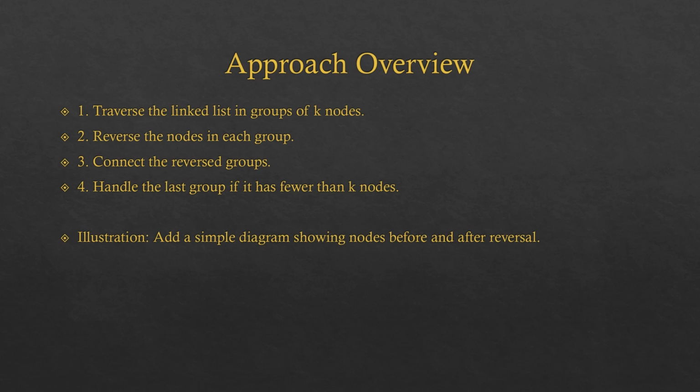Let's now look at an overview of the approach to solve this problem. First, we will traverse the list in groups of k nodes. For each group, we reverse the nodes. Then we connect the reversed groups together. Finally, if there are fewer than k nodes left at the end of the list, we reverse them as well. I will show you an illustration to help visualize this process.